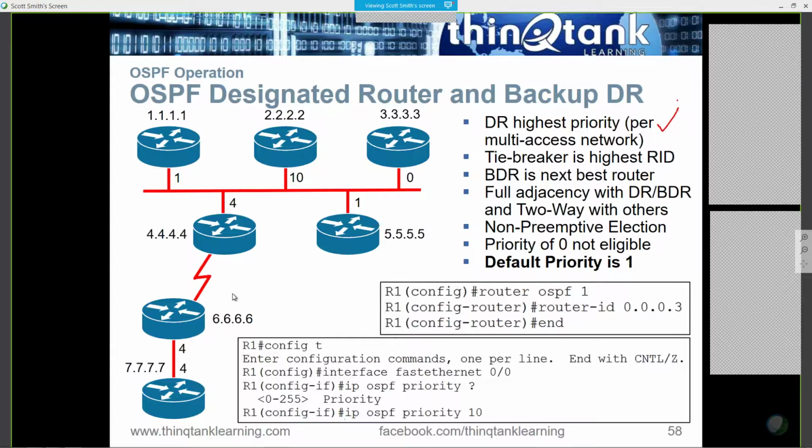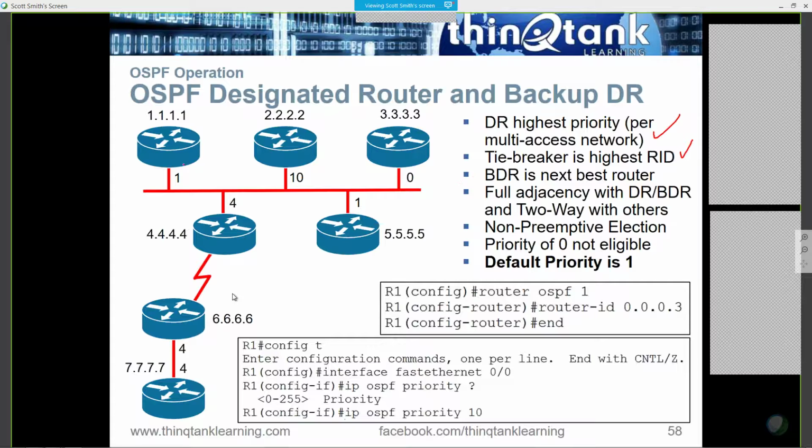It's the router that has the highest priority on that network. Now the default priority is 1. So if you don't change any of the priorities, these are the priority values. If I don't change any of the priorities, then the tiebreaker is the router ID. All right. The highest priority wins, the tiebreaker is the router ID.